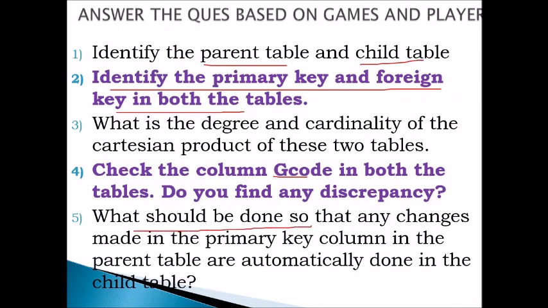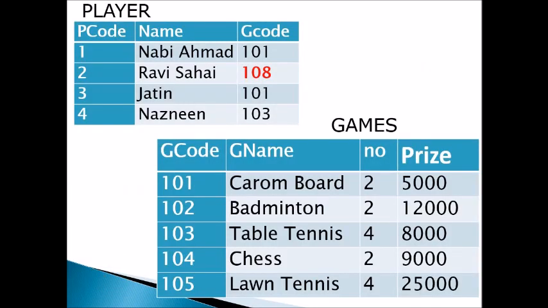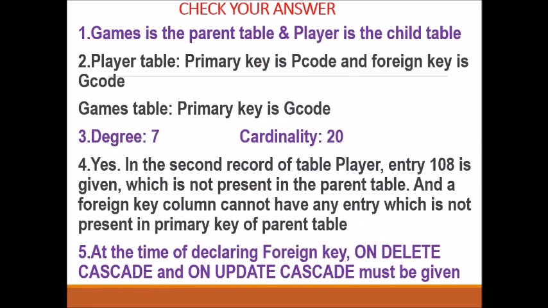What should be done so that any changes made in the primary key column in parent table are automatically done? So that you have used on delete cascade or on update cascade. So these are the answers.